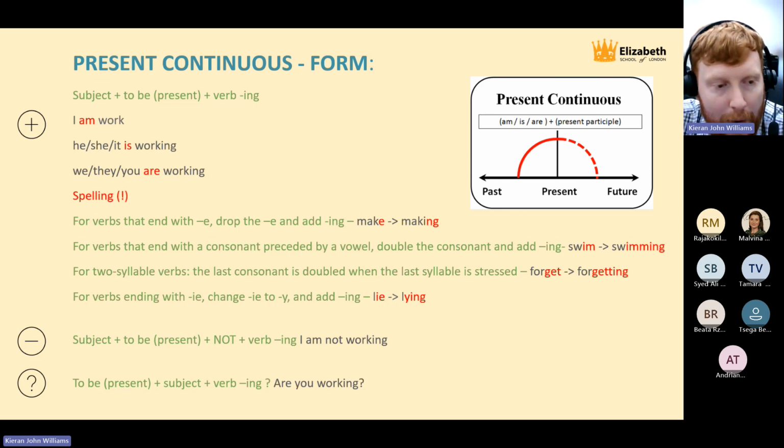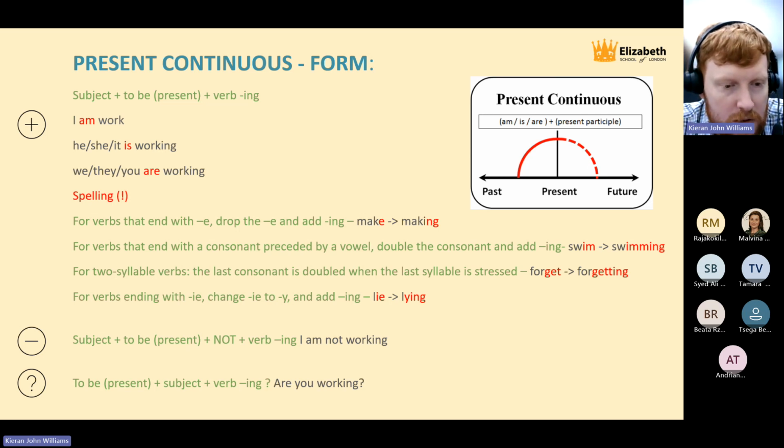Okay. Now, when we go into the negative, this is very, very easy because we just add in the word not. All right. So when before it was I am working, it now becomes I am not working. Okay. If it is he is working, we would change it to he is not working, etc. And then if it is a question, this is very, very simple. We just change the word order. So if you look here in the normal sentence, we have you are working. When it comes to the question, we change it to are you working? Okay, so you just change the order there.